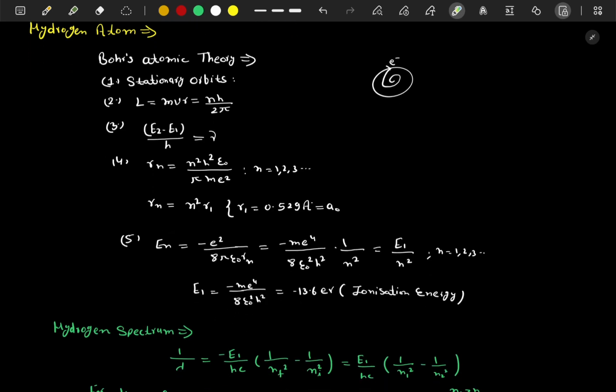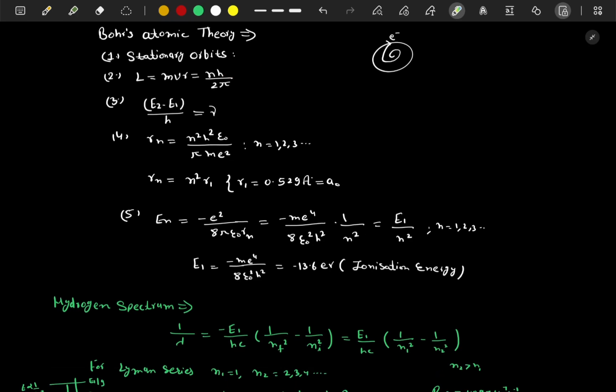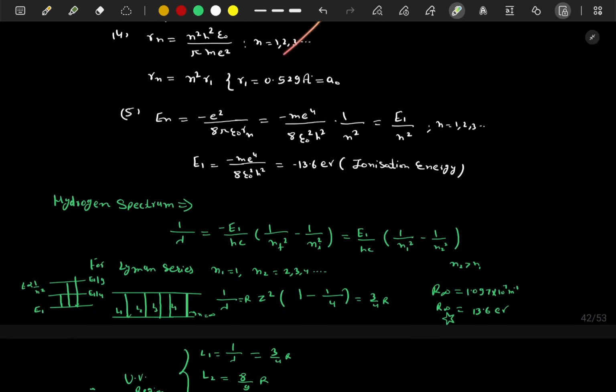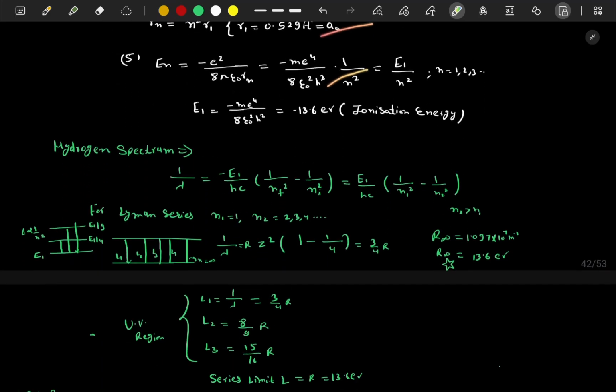Now hydrogen atom. सबने को बताया बोर की एटॉमिक थ्योरी क्या थी, बोला था कि स्टेशनरी ऑर्बिट है, एंगुलर मोमेंटम will be integral multiple of h upon 2 pi, and frequency emitted will be the energy difference divided by h. This is the simple things we know.